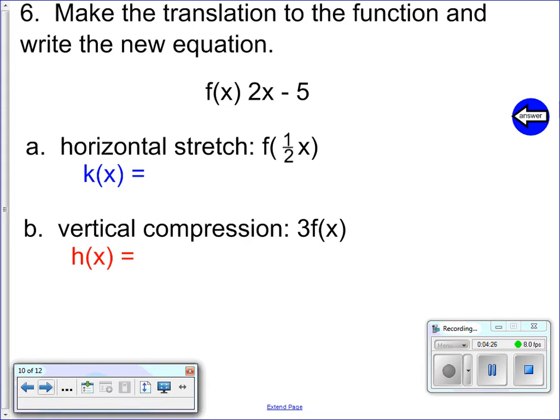All right, so make the translation to the function, write the new equation. So the first one's a horizontal stretch. Notice that the coefficient is on the inside. That means we just multiply the 2 by the 1/2. And the second one, the vertical compression, the 3 is on the outside, so we use the distributive property and multiply the 3 times the 2x and the 5.